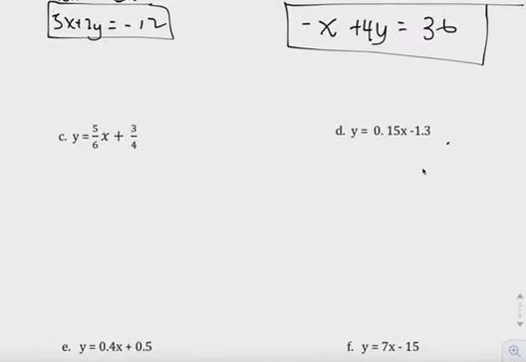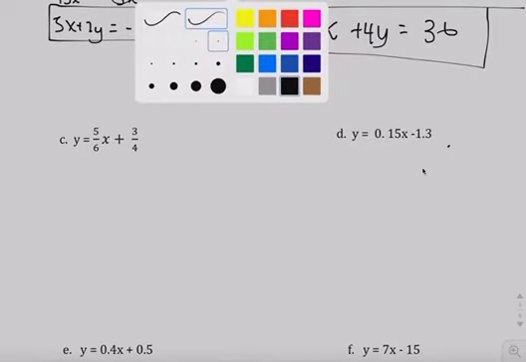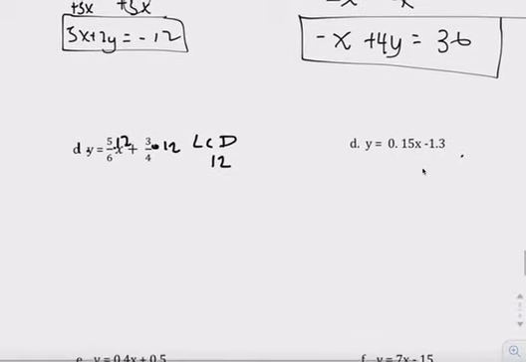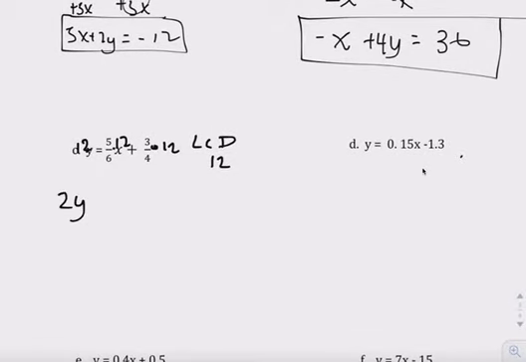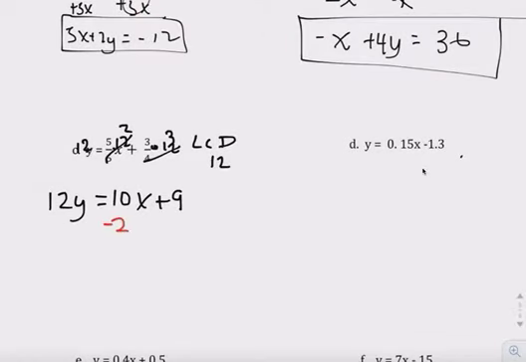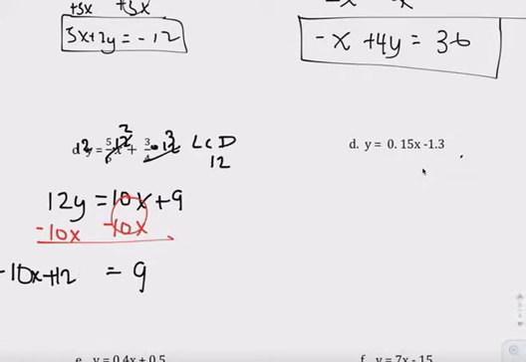Okay, so here the least common denominator is 12, so multiply by 12. 12y equals 10x plus 9. Okay, get rid of the x, put it on the same side as the y. 0 plus 9 is 9. Negative 10x plus 12y.